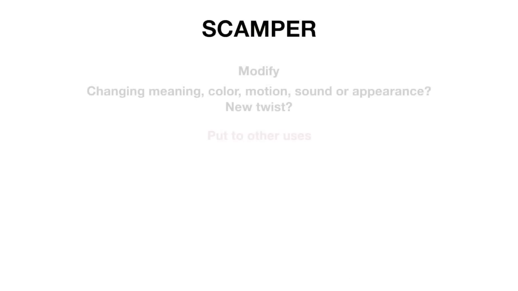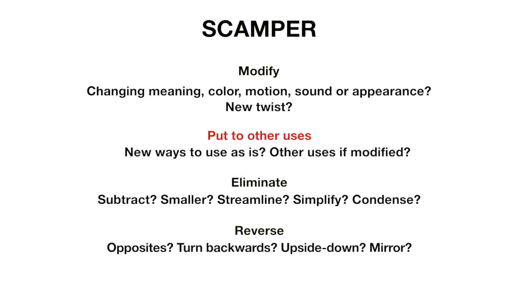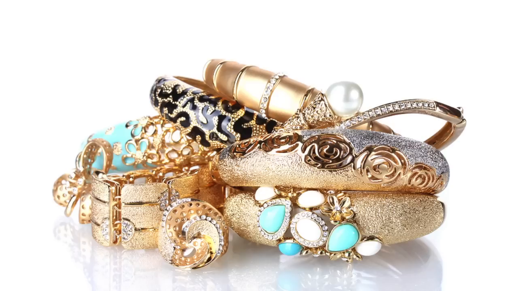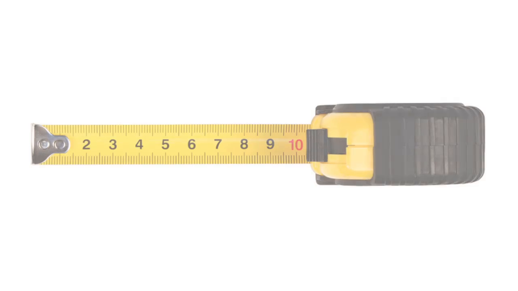So consider P, put to other uses. You might think, new ways to use as it is, or other uses if modified. Applying put to other uses to the paperclip, we generated many ideas, such as using the paperclip as a guitar pick, a lock pick, jewelry, or a measuring tool.